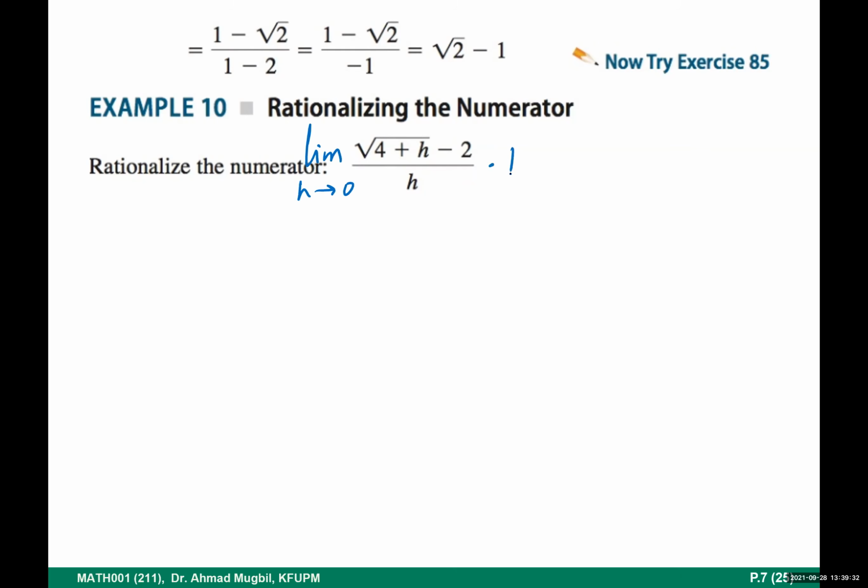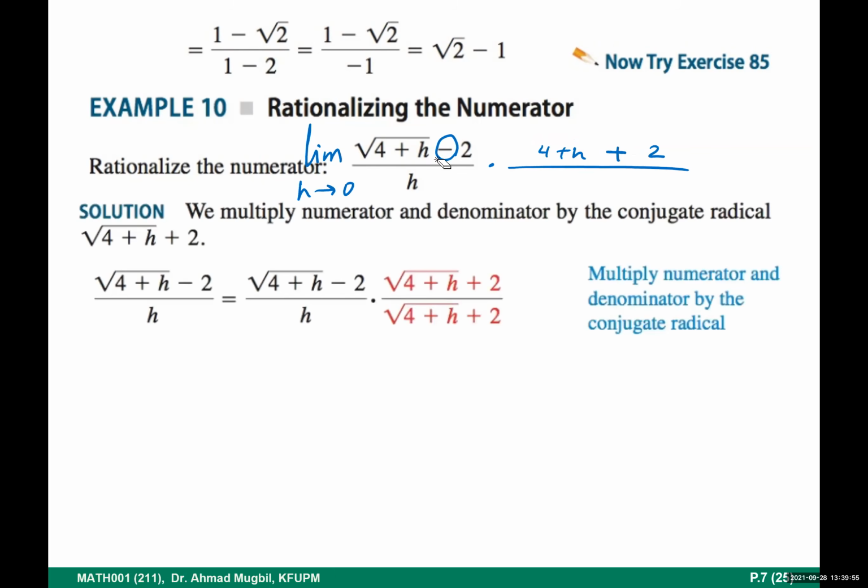We will multiply by 1, but not any 1. Is it square root of 4 minus h plus 2? No, minus 2. This is not correct. Minus 2, minus. It is the one in the middle here. So it will be the same term multiplied by the same term, but here it is plus instead of minus. So this is the conjugate of the numerator.